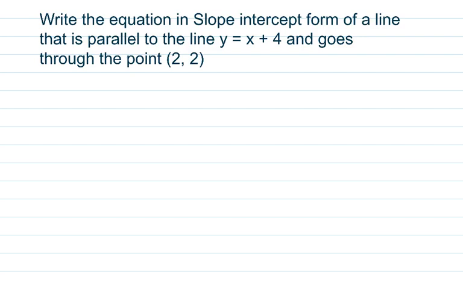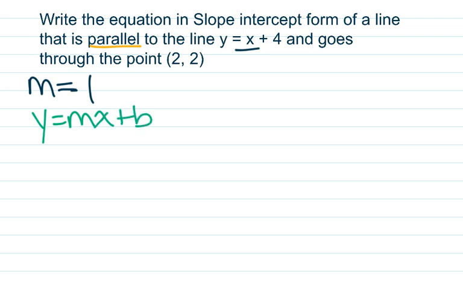Write the equation in slope-intercept form of a line that is parallel, so I'm going to underline that, to the line y equals x plus 4 and goes through the point (2, 2). So the slope of the line is 1. So that means a parallel line is also going to have a slope of 1. We are writing in y equals mx plus b. We already have our slope. It's 1. Now we're just finding our b, so we're just going to plug in using x and y.